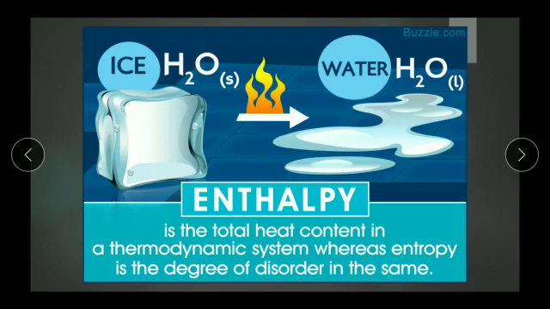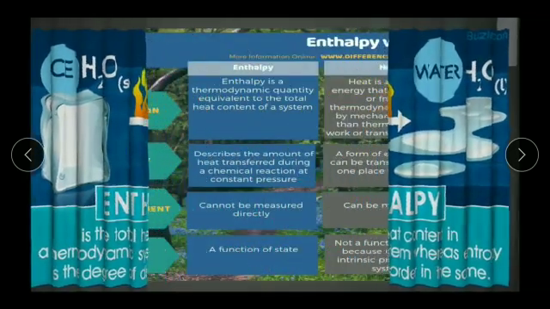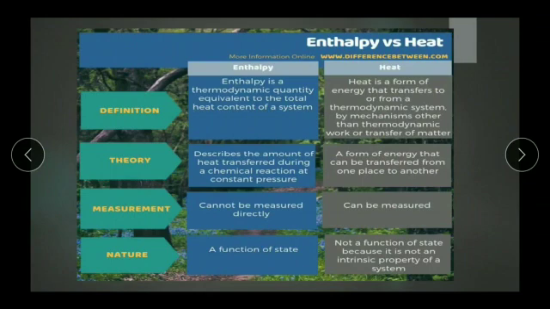Now move to enthalpy. Enthalpy is the total heat content in a thermodynamic system. What is thermodynamics? A system that deals with the flow of heat is a thermodynamic system. Here the ice is melted to water by supplying heat energy. The total heat content of this thermodynamic system is named enthalpy. Then we move to the difference between enthalpy and heat.